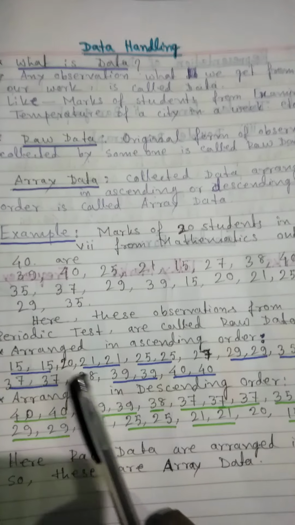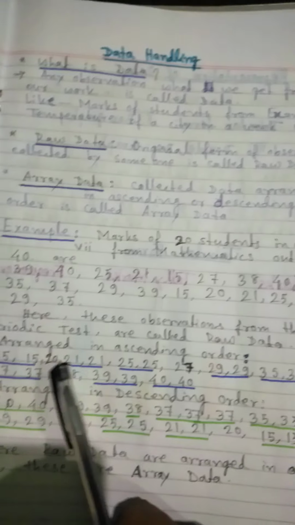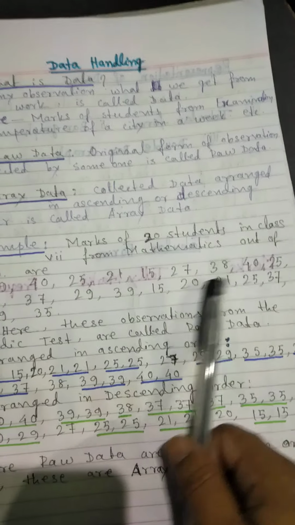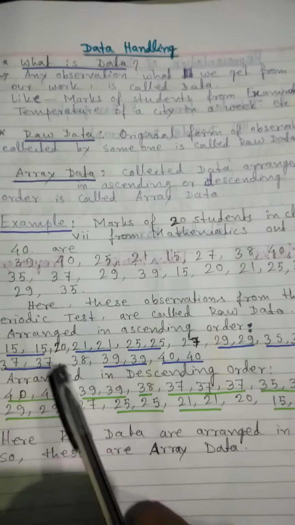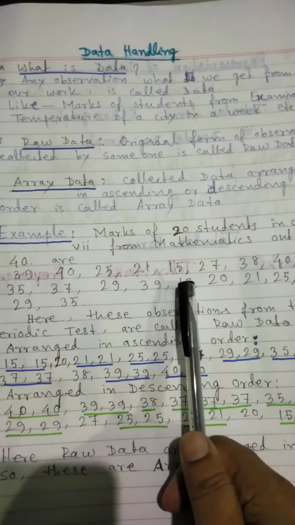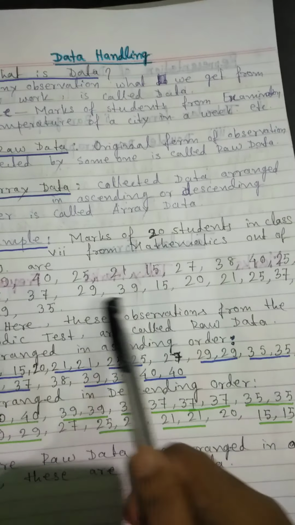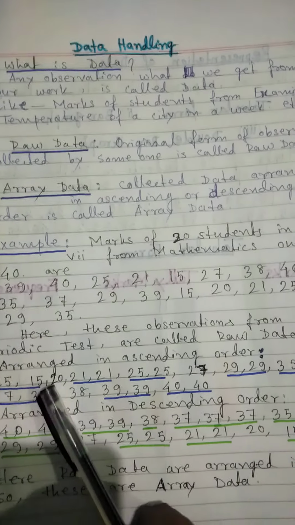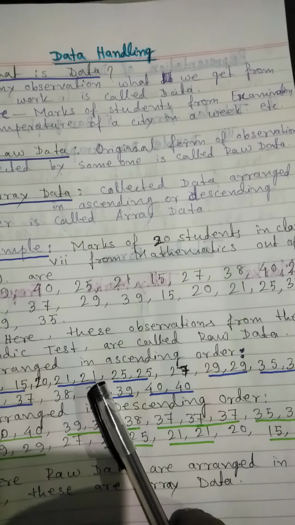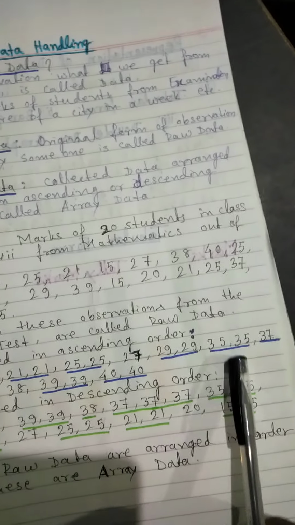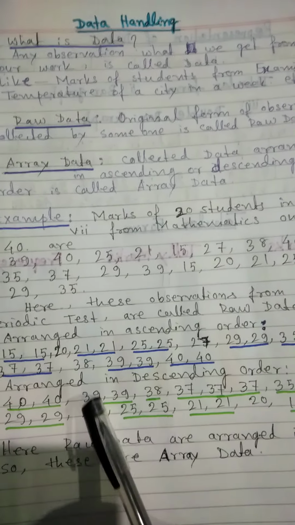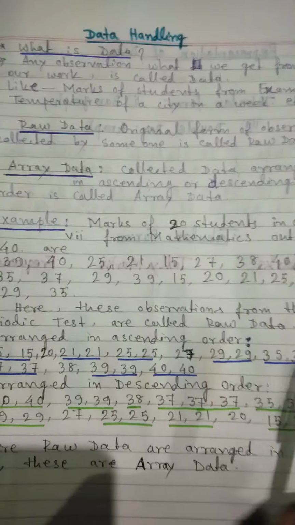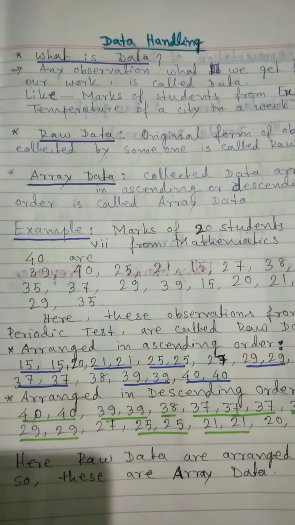When I arrange this in an order, like ascending order or descending order, see, the marks are given in the original form. According to order I have written: the lowest mark is 15, it is given 2 times. So out of this collection I have arranged them: 2 students got 15, 1 student got 20, 2 students got 21, then 2 students got 25. In this way I have arranged them in order. Here it is ascending order. So these are called array data. Okay, next you follow on the next page.